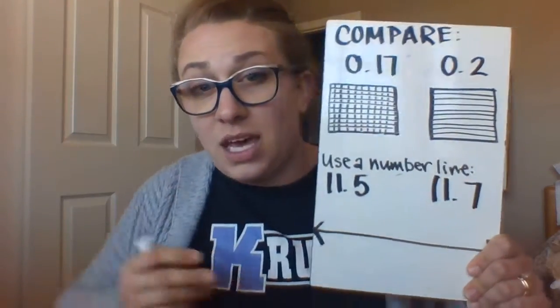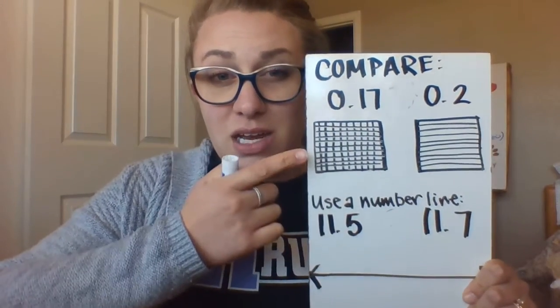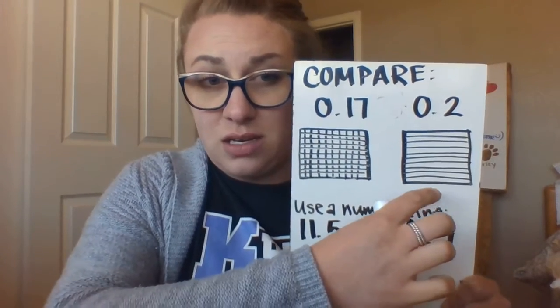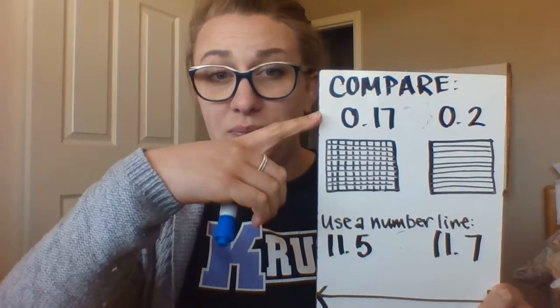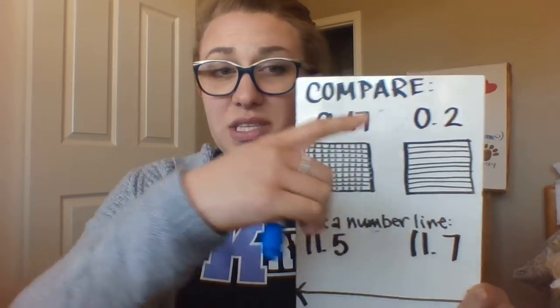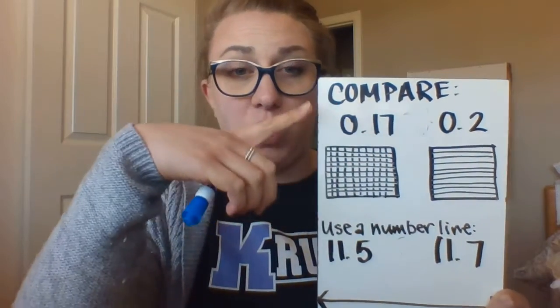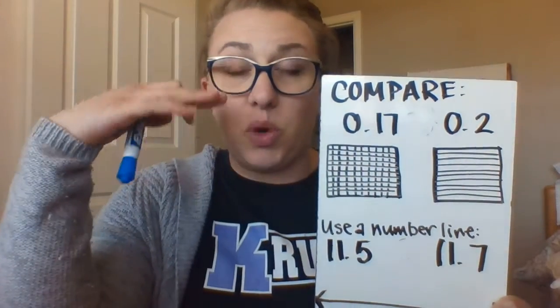So, we are starting out with some comparisons here. Let me just choose a color. Okay, this one. The first problem we have, and you can pause here to write this down. I know that this is a little crazy, but if you want to write it down, you can. We're going to compare 17 hundredths to 2 tenths, or 0.17 to 0.2.